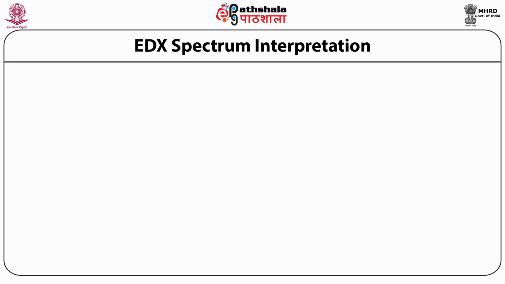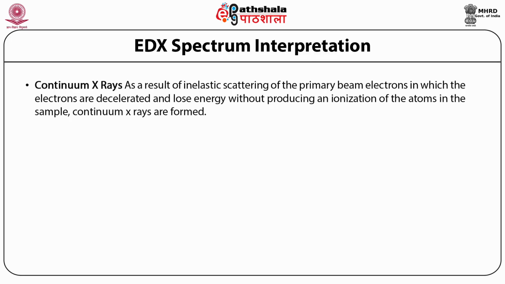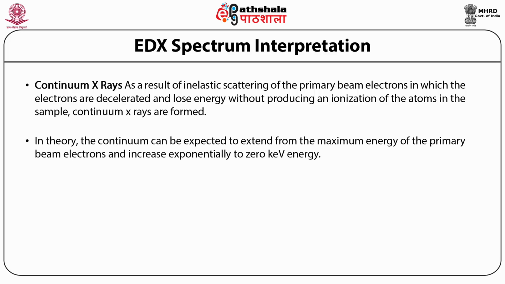Now we will talk about EDX spectrum interpretation. Continuum X-rays are a result of inelastic scattering of primary beam electrons, in which the electrons are decelerated and lose energy without producing an ionization of the atoms in the sample. The continuum X-rays are the background of our EDX spectrum and are sometimes referred to as bremsstrahlung. In theory, the continuum can be expected to extend from the maximum energy of the primary beam electrons and increase exponentially to 0 kilo electron volt energy.